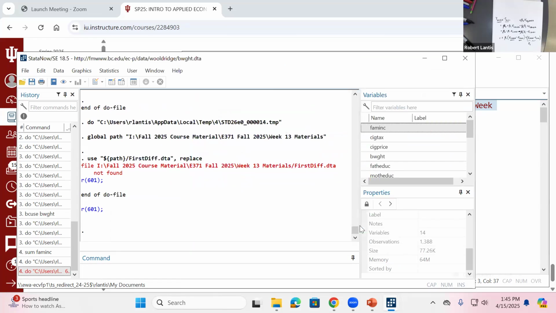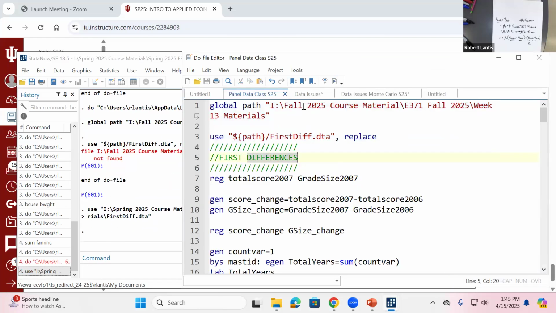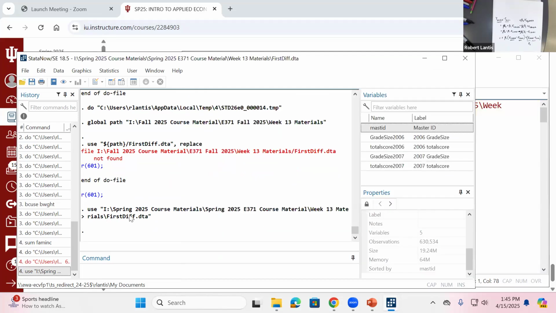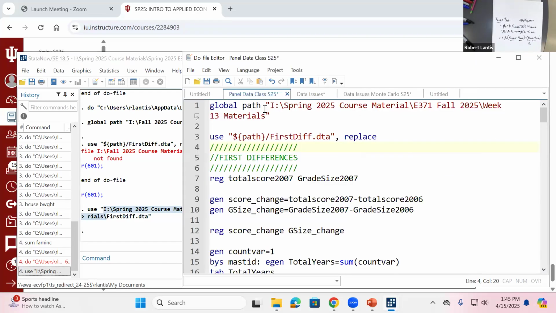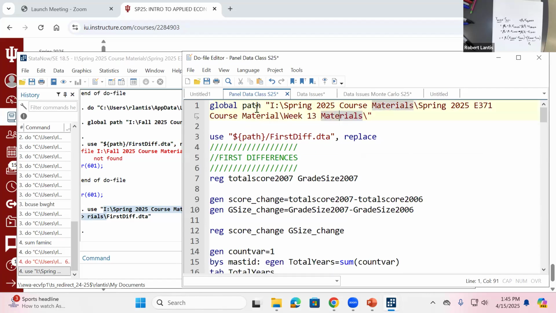Yeah, here's my first difference. So we go ahead and open that up. Oh, because this is not fall, this is spring. That would help, right? So I've got my spring file now, and I've got that first difference data set opened up. Just for next class, in case I forget that I didn't update it, I get my global so it's working correctly. So I've got this first difference file.